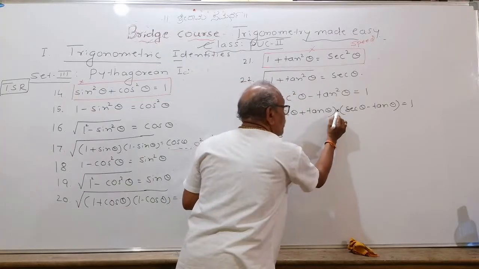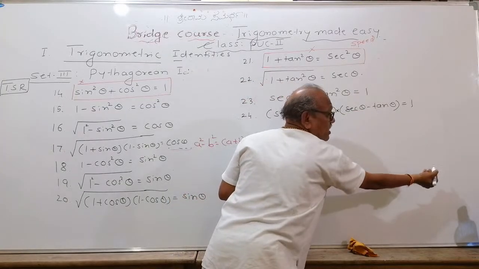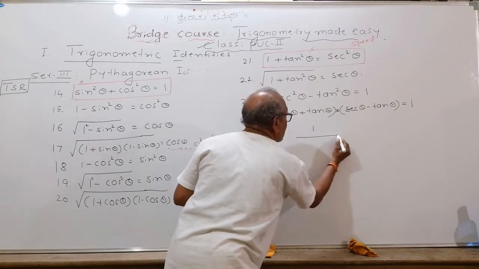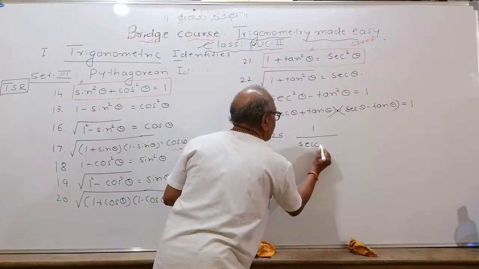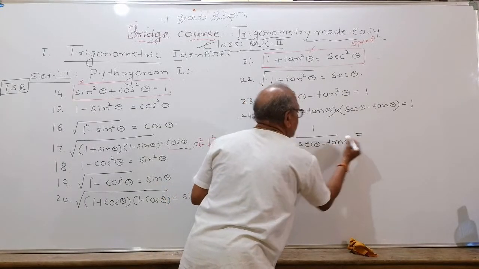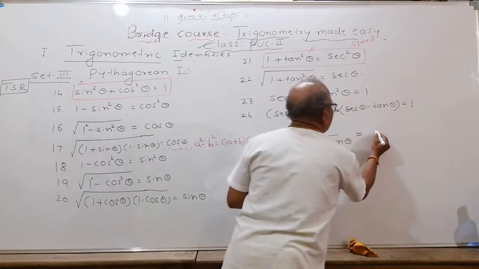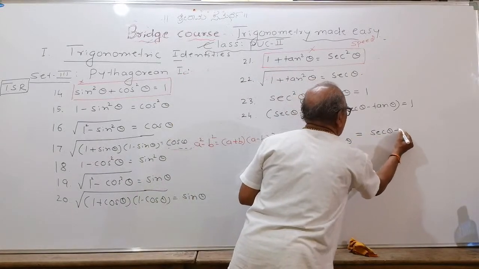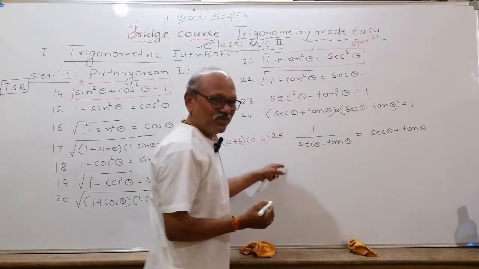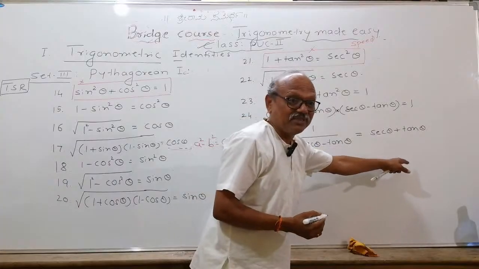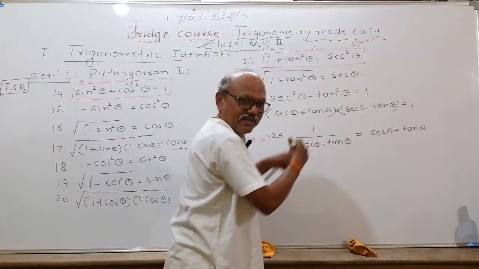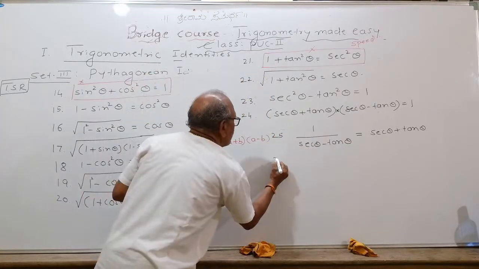Observe. Whenever multiplication is transposed to the right side, it becomes a divide. You can remember this one as 1 upon sec theta minus tan theta. This will appear in the competitive exam. Many students cannot reproduce it as sec theta plus tan theta. Means 1 upon sec theta minus tan theta is sec theta plus tan theta. If you remember this as a different formula, then you can suddenly apply it whenever you come across the questions.